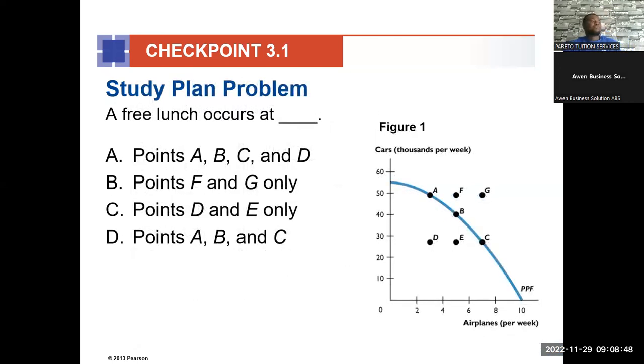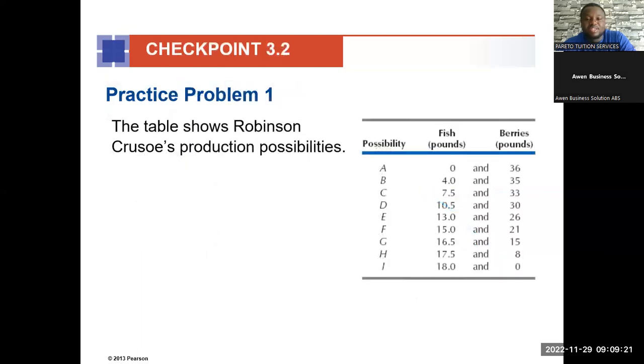What about free lunches? We said for a free lunch, you're able to get more of one without producing less of the other. So which points will give us free lunches? D and E only. Yes, D and E only. So that is option C. When we move from E to B, you see that we are getting more of cars, but we are not sacrificing any of the other good. So points D and E are the points that will give us free lunches.